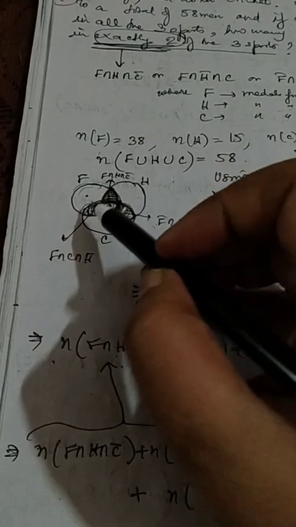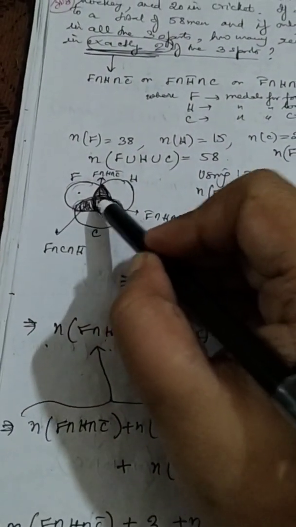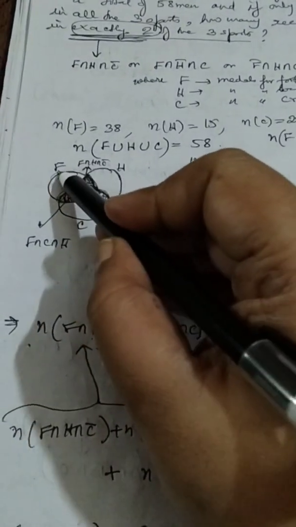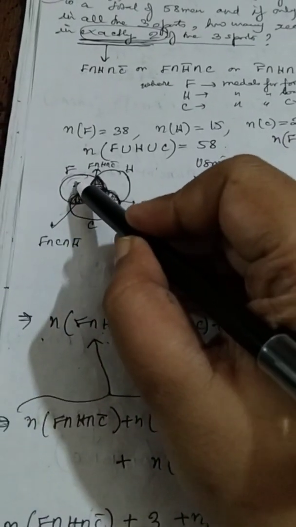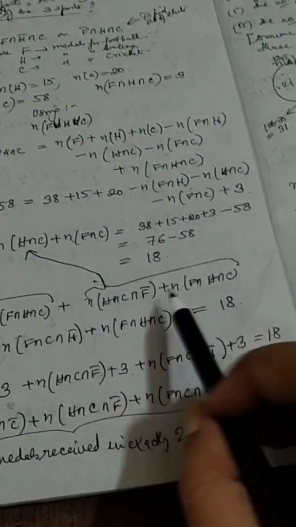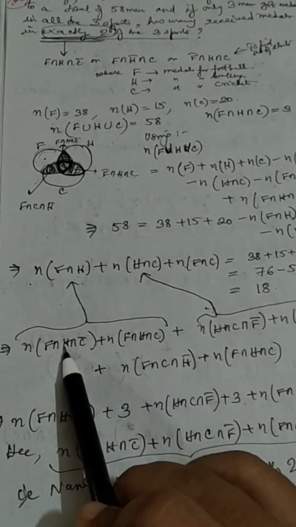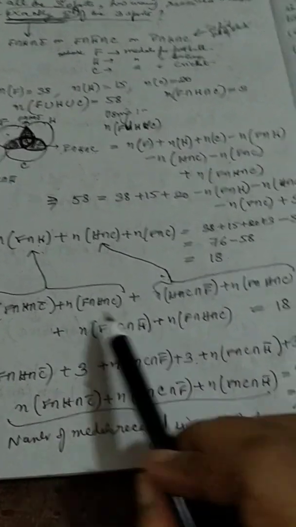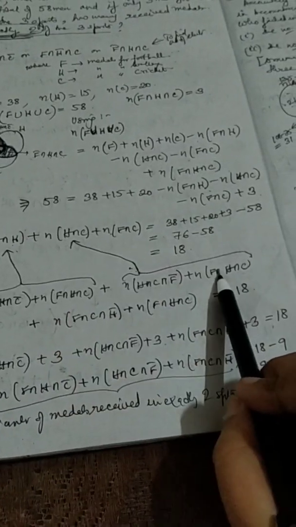Similarly, N of F intersection C, this is your F intersection C, so it is this plus this. So it is N of F intersection H intersection C plus N of this region, which is what? Common to F and C but not to H. So it's F intersection C intersection H bar. So this is what we have written for the last part, F intersection C. Out of which these three are not known to me, and I have been asked to find those. So I make those the subject, and this is 3, this is 3, this is 3.